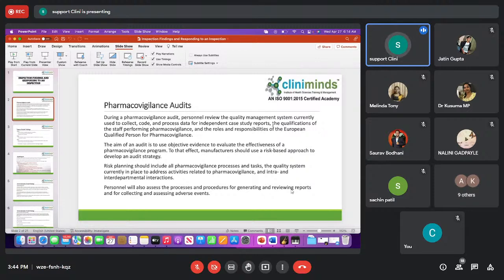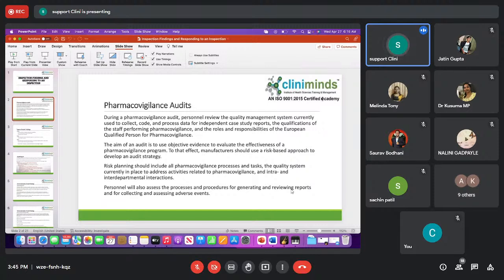But if one of those points is missing, it means that the probing was not effective, or probably the patient... There could be several reasons. Probably the patient declined to be contacted for further information, or the patient was not comfortable in providing that information. So on that basis, the quality system is checked.